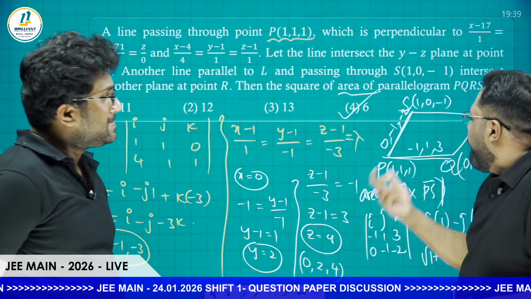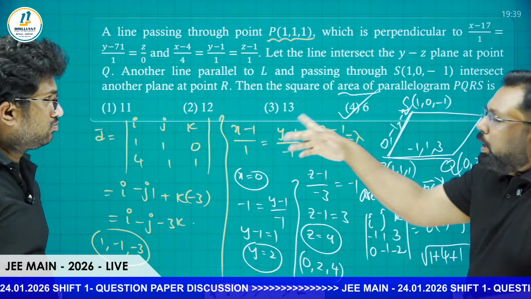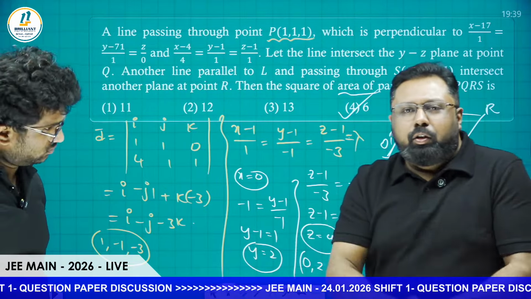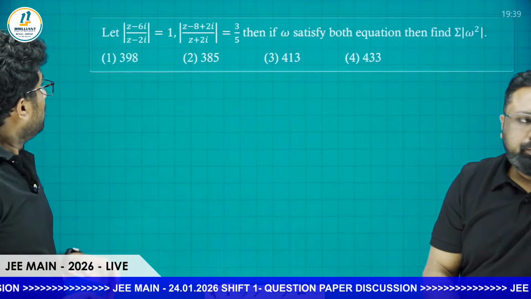They just made you find a point, that's all. They gave you 2 points, they asked you to find the third point, which is on the YZ plane. Just find that, and you get the area of the parallelogram. Very clear. Exactly, sir. Okay, so next question, sir.